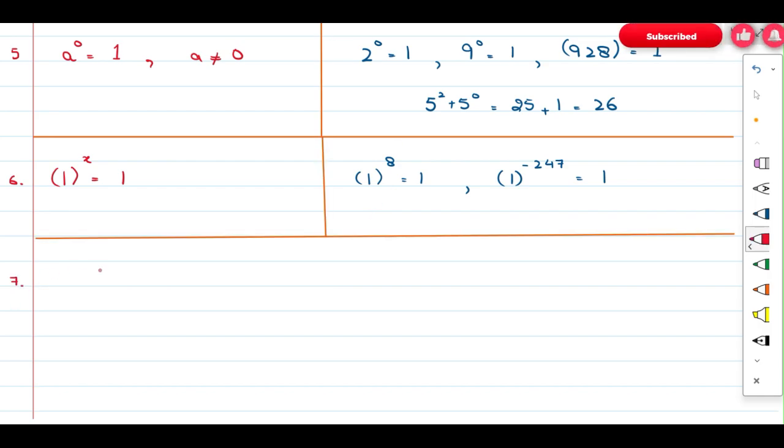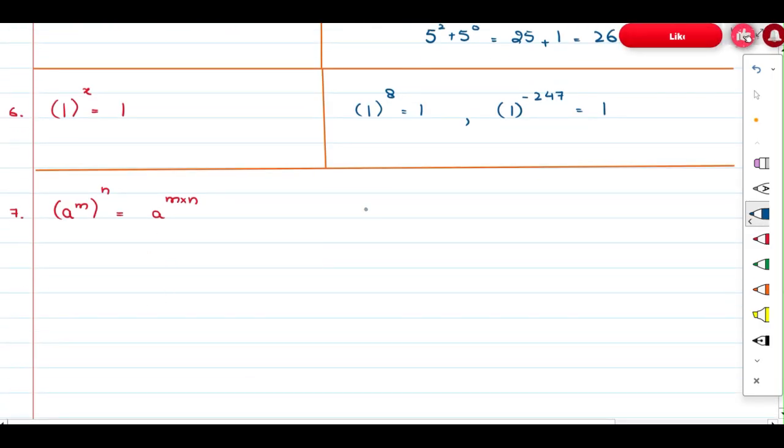Now next law is if you have a number, its power and its whole power as well, then what you can do, the number and multiply those two powers, right? Let's practice some examples on this law number 7. So if I have 2 cube and its whole power is 2, so how do I write this? 2 to the power 3 times 2, so 2 to the power 6, right?